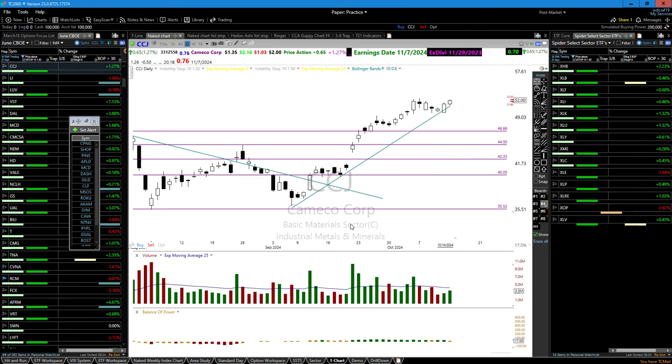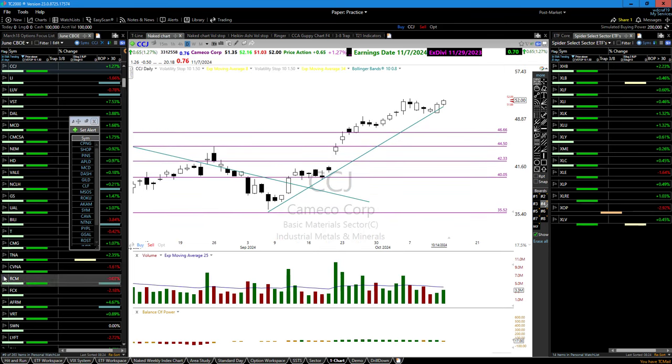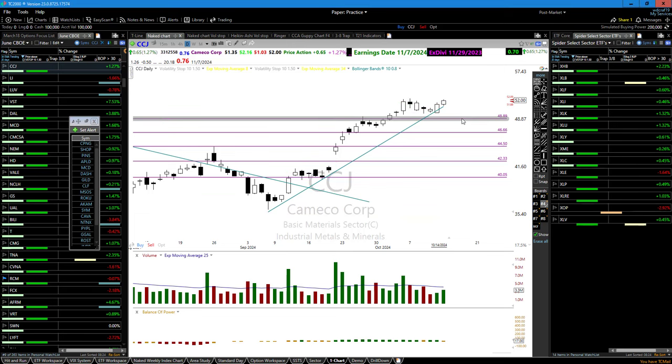Take a look at CCJ. There's that trade that went ahead of the trend, and that one worked. That one worked. But notice right here, what's happening in that chart. Don't need every trade, we just need the right trades. We find trades that are at or near price support and trend.